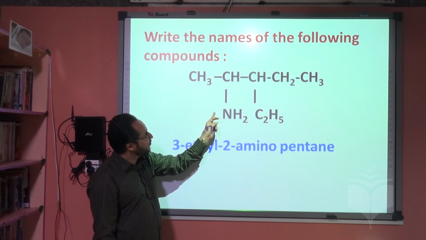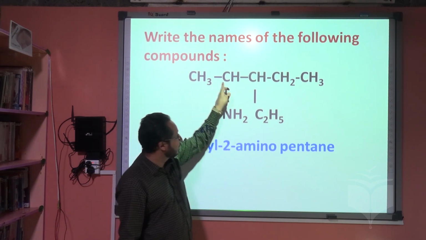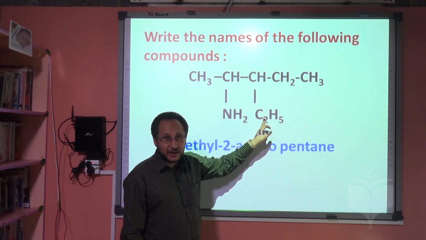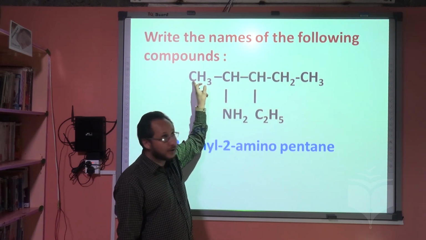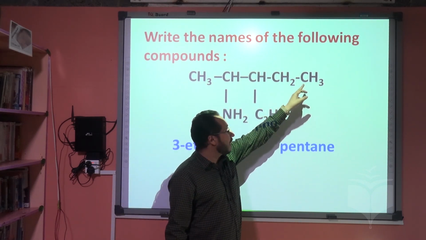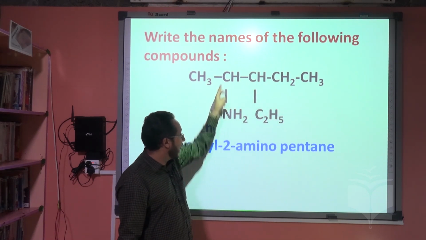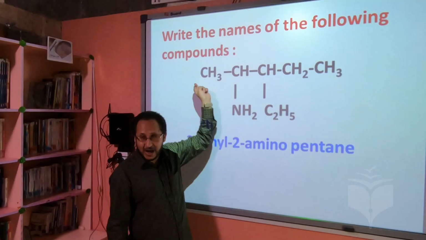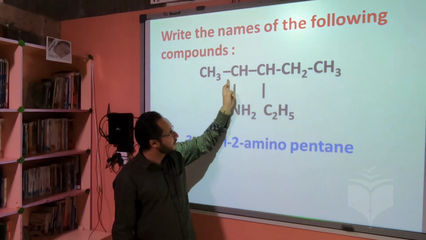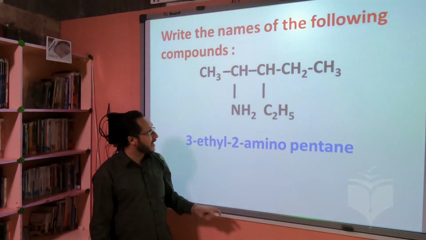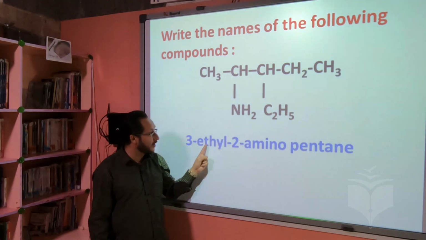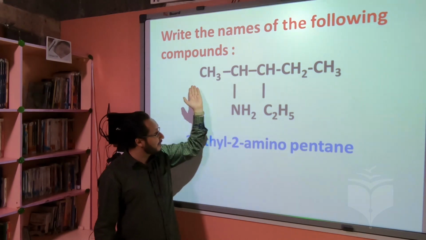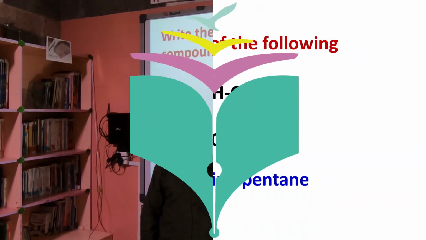Yes, at carbon number 2 we have an amino group, at carbon number 3 we have an ethyl group. Why do you count from this side, not this side? Because if you count from this side, 1, 2, 3, the N is at carbon number 4. But from the left side, it is 1, 2. That's why I have to number from the left side, 1, 2, 3, 4, 5. At carbon number 3, we have an ethyl group, and at carbon number 2, we have an amino group. And this is the longest chain, it is pentane.